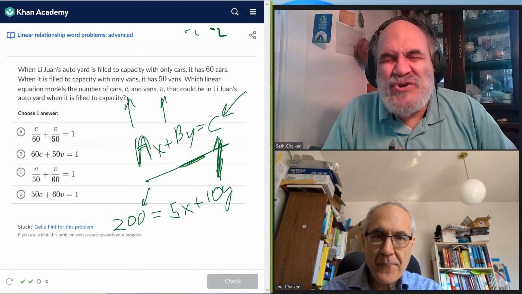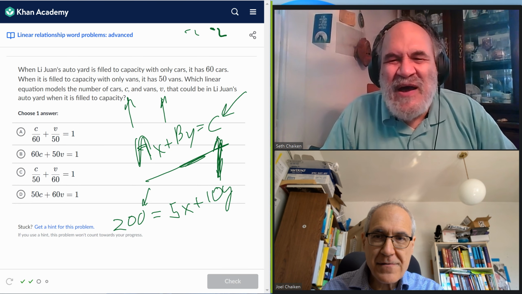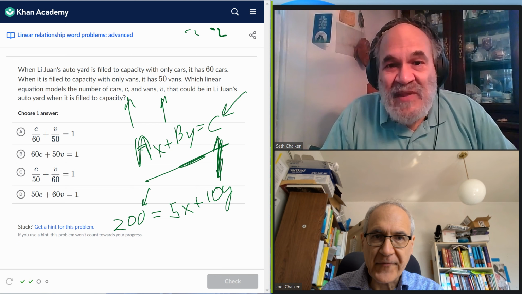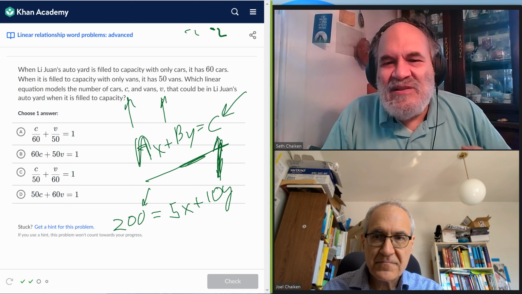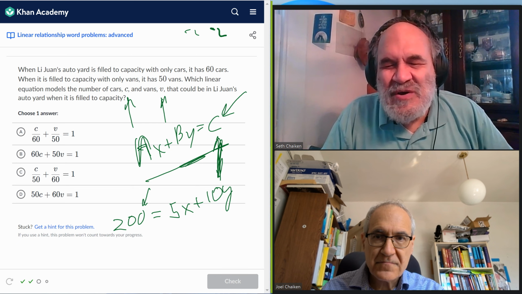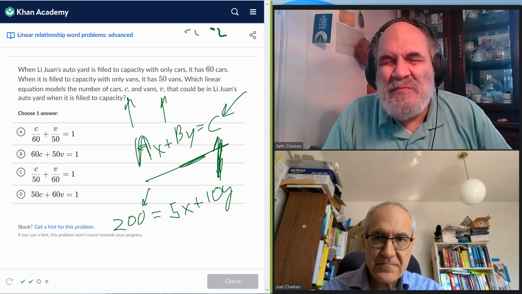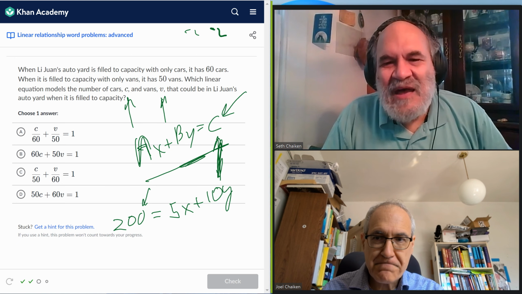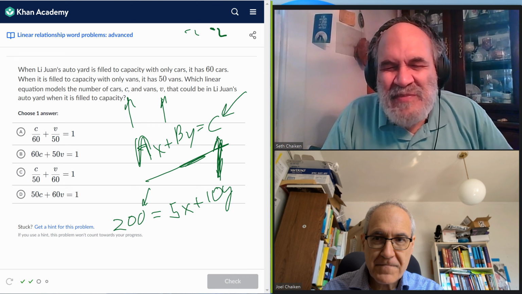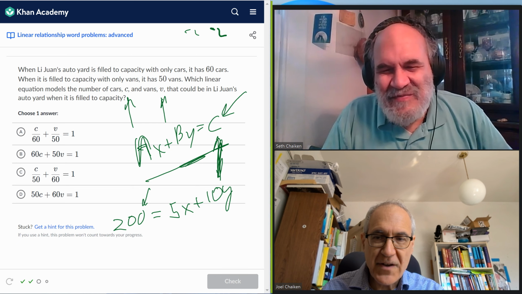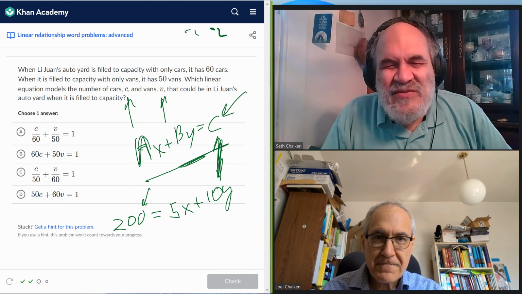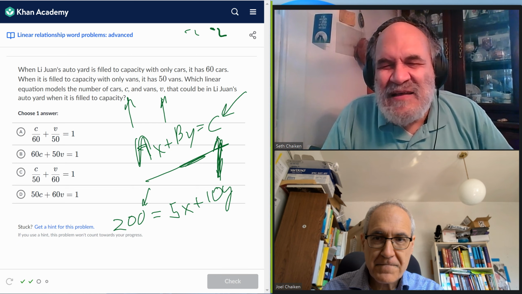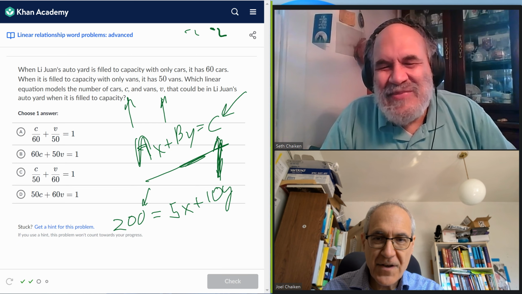Okay. I think we should point that out to our audience right away. The trade-off is that when C and V are such that the lot is filled to capacity, whenever you make C larger, to keep the lot filled to capacity, you make V smaller. And if you make V smaller, then you make C larger. Even though the equation says you add them.